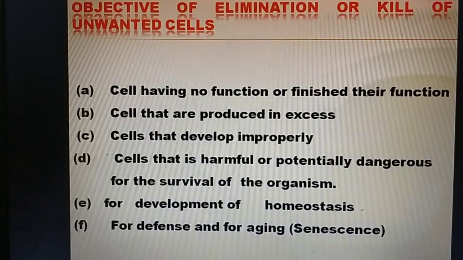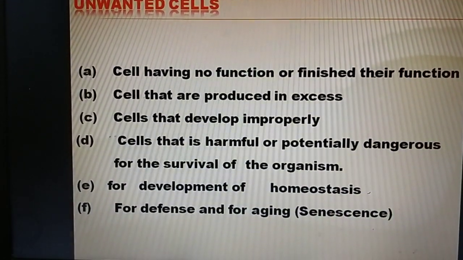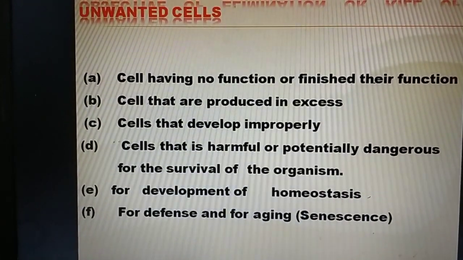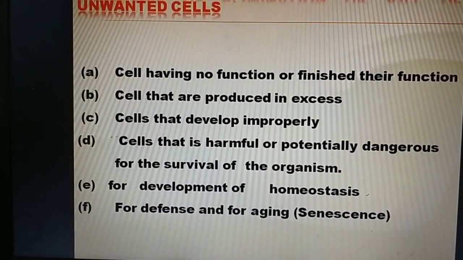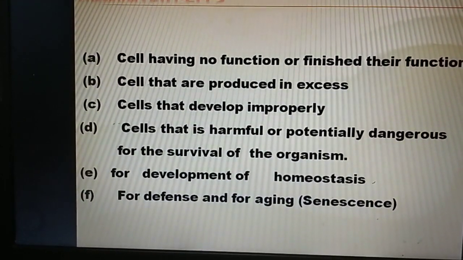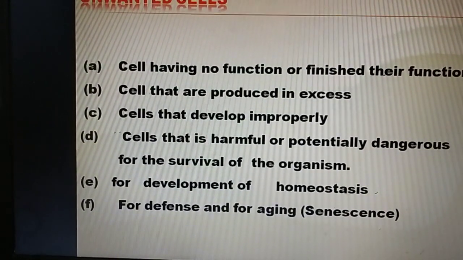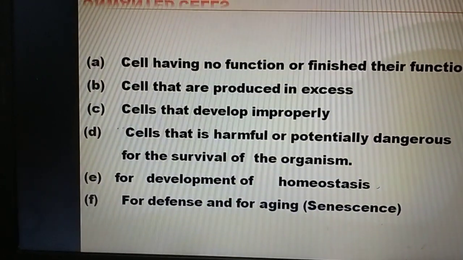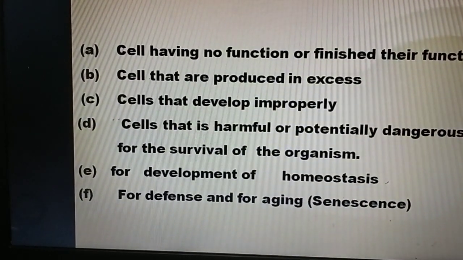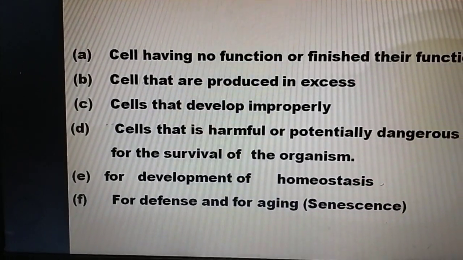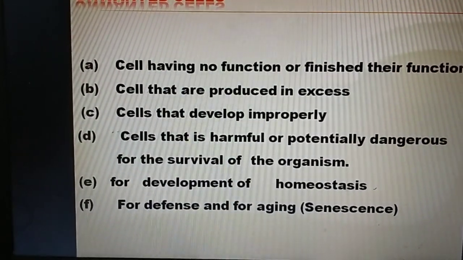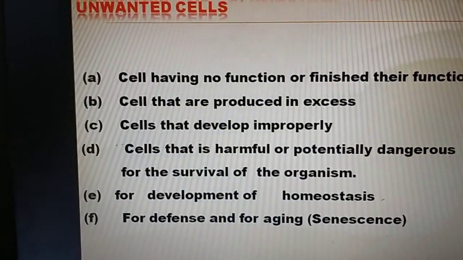Objectives of elimination or killing of unwanted cells. Number 1, cells that have finished their own function, or cells having no function, cells that are produced in excess, cells that developed improperly, cells that are harmful or potentially dangerous for the survival of the organism, for development, for homeostasis, for defense, and for aging, that is senescence.